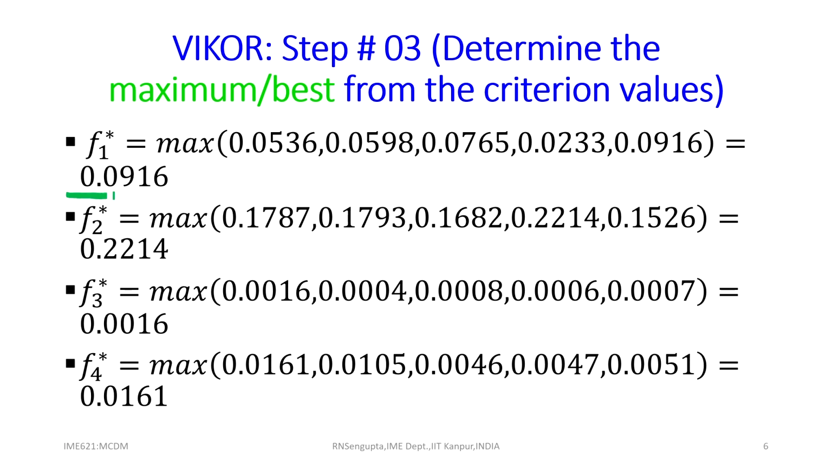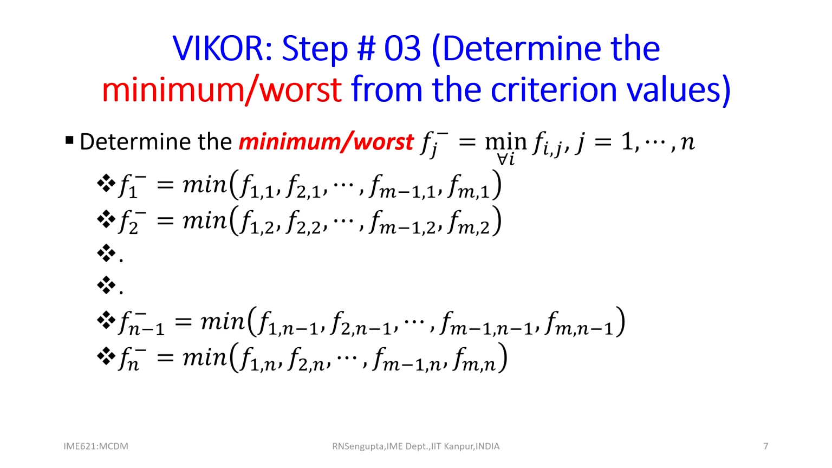So, they are 0.0916, 0.2214, 0.0016, 0.0161. Now, I find out the minimum also.